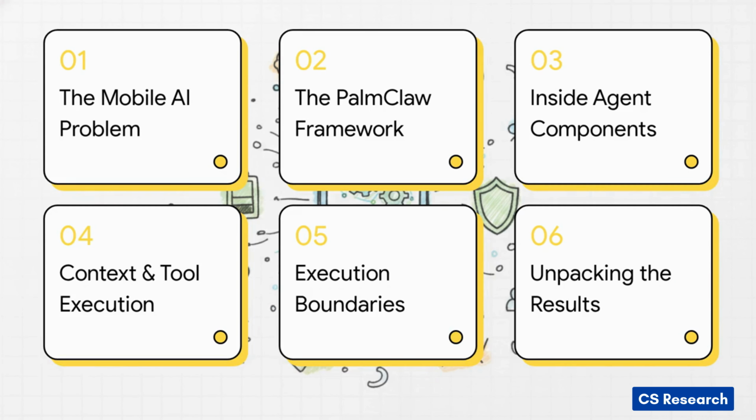Here is our roadmap for today. First, we'll look at the mobile AI problem. Then, enter the PalmClaw framework. Move inside the agent components. Check out context and tool execution. Look at setting execution boundaries. And finally, unpacking the results.